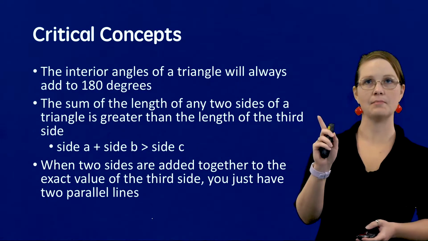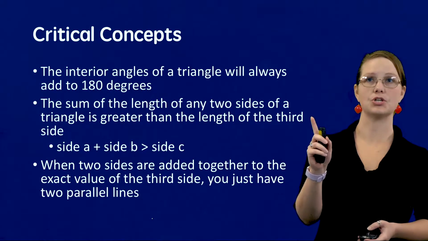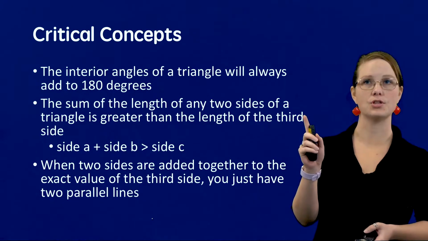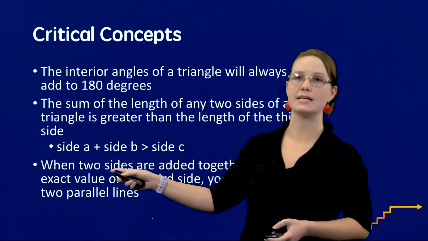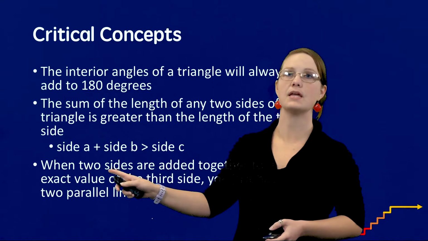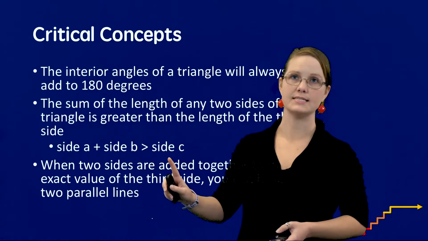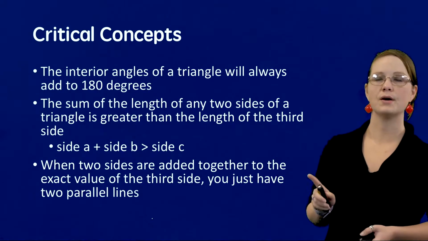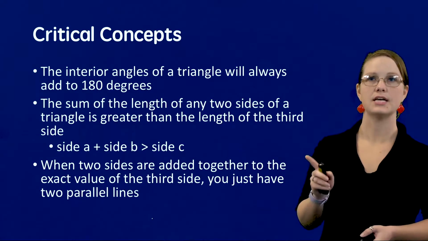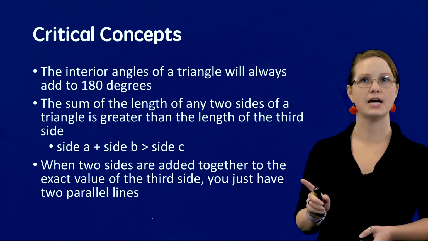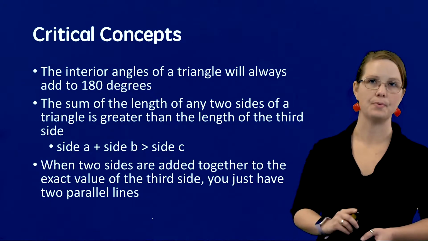We know that the sum of the length of any two sides of a triangle is greater than the length of the third side, also shown as side A plus side B will always be greater than side C. We know that when two sides are added together to have the exact value of the third side, you have two parallel lines.